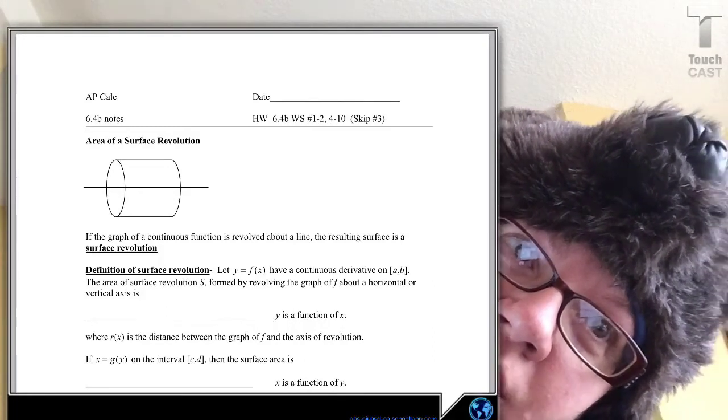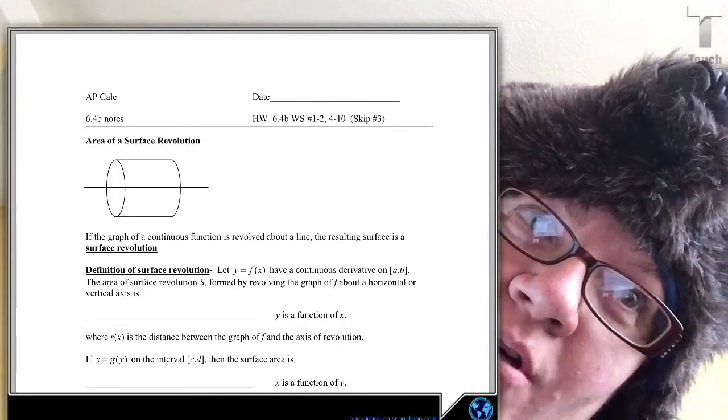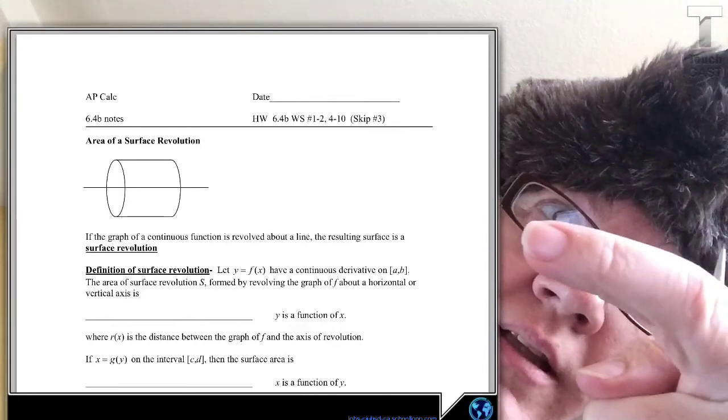Roar! Let's do it, Grizzlies. Last section. Grab your 6.4b notes and let's get started.